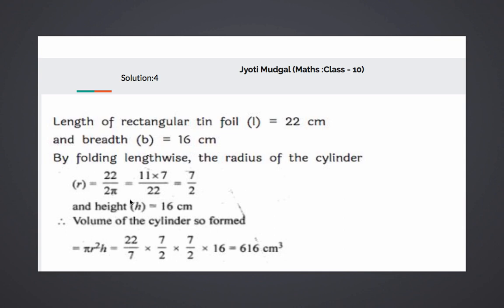7 by 2. What is the value for pi? 22 upon 7. So 2 and 11 get cancelled. So 11 is left. Pi value is 22 upon 7. So 22 here and 7 here, because pi was in the denominator. Substituted. Pi r square h. Pi is 22 upon 7, radius r square into h, height. Height will be what? It will be the breadth of the rectangular foil, because it is folded like this. Okay, like this. This was question number 4.